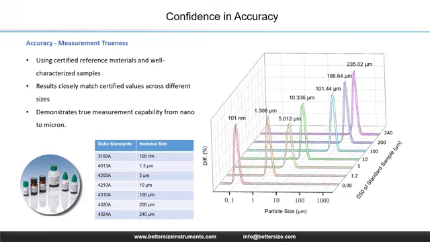We validate the trueness of the optical bench using certified reference materials from Duke Scientific. Observe the span of this validation. We test standards ranging from 100 nanometers up to 240 microns. In every instance, the measured peak, the colored curves, aligns perfectly with the certified nominal value. This confirms that the entire optical range, from the lateral detectors measuring the coarse particles to the backscattering detectors measuring the nanoparticles, is calibrated to physical reality.